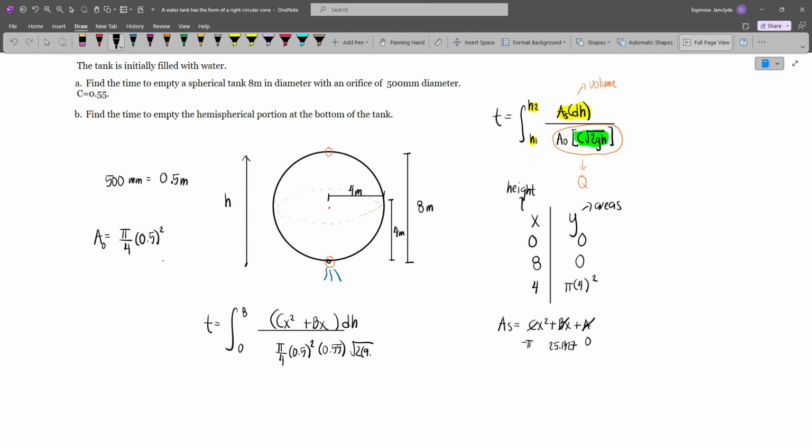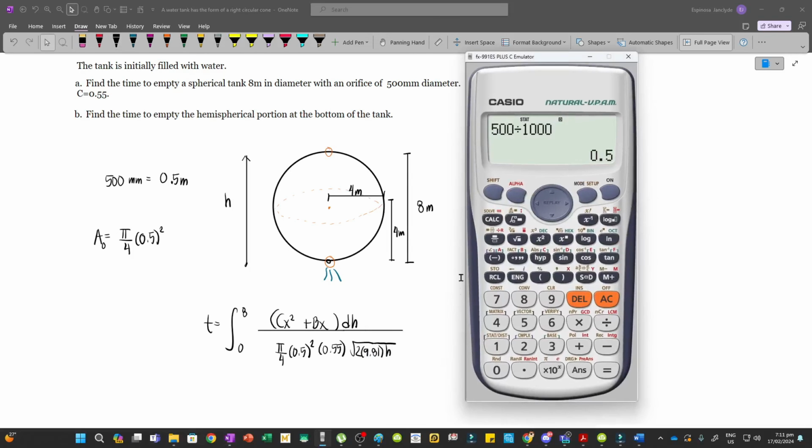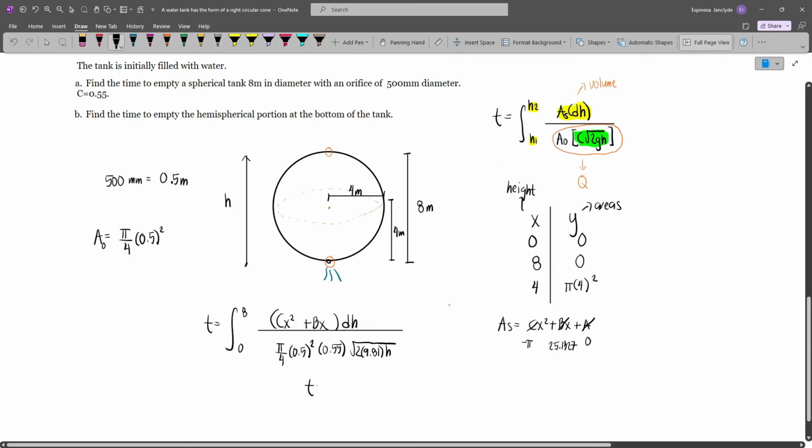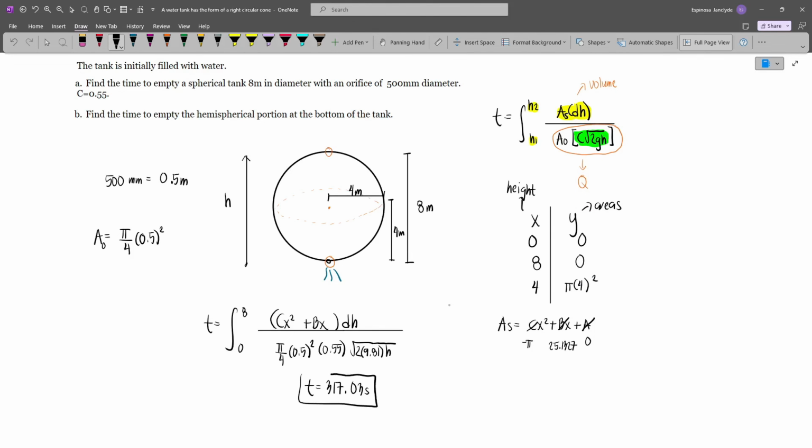And then we have C, which is 0.55, and then square root of 2gh. So 2 times 9.81 times h. Yan. And so input natin, we have the integral from 0 to 8, and then our AS is cx squared, and then plus bx, divided by pi over 4 times 0.5 squared times 0.55 times square root of 2 times 9.81 times x. However, magma-math error to, and so we will replace 0 by 0.00001. Press equals, ito na yung lalabas, which is 317 seconds. So t equals 317 seconds. This is our answer for letter A.